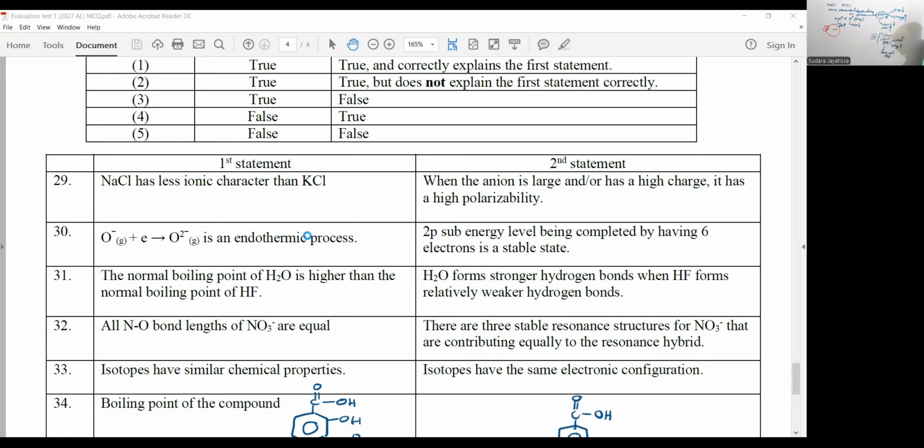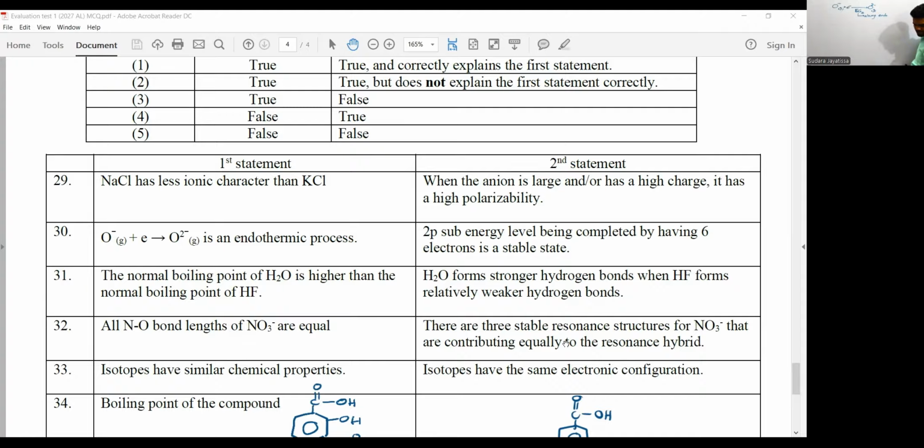The next one is O minus gains an electron to become O2 minus. What is the name we can give to that process? This is our EG2, the second electron gain energy. What we know regarding second electron gain energy is that it is always endothermic. It doesn't matter what the element is. EG2 is always endothermic. Why is it always endothermic?